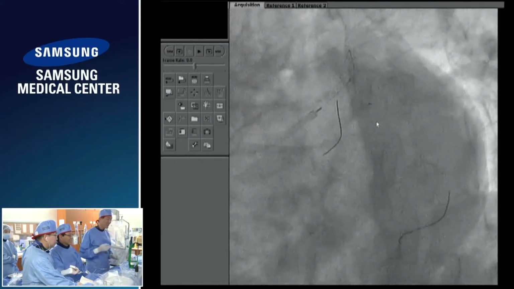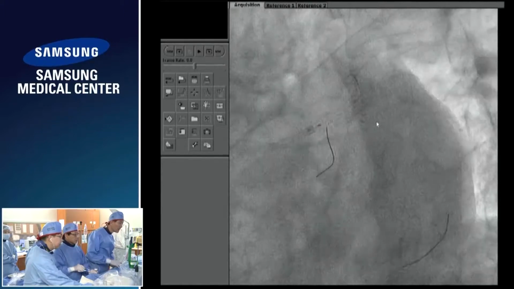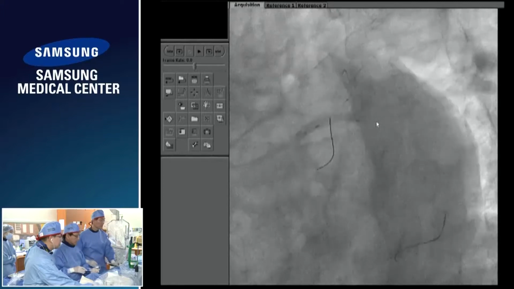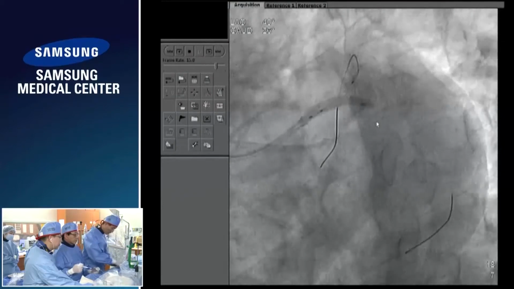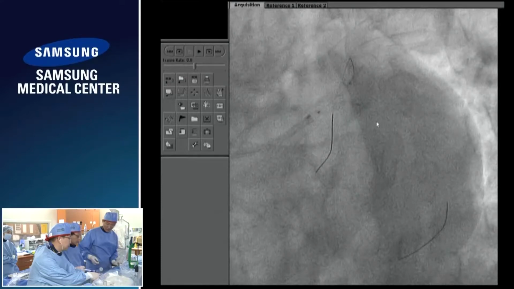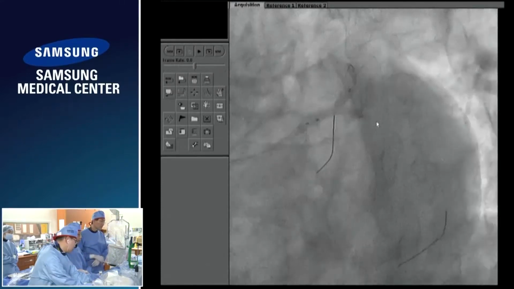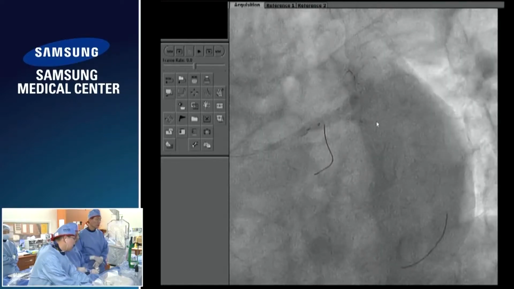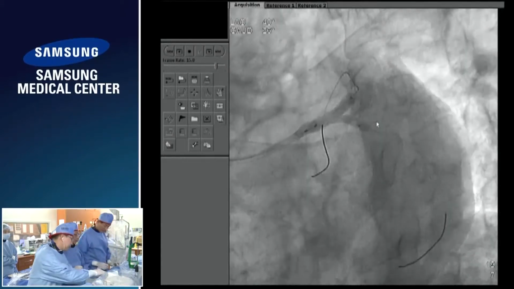Very happy. Ready to pre-dilate. So this is circumflex, right? I like the circumflex balloon first. Yeah. 10. Okay, deflate. And kissing ballooning, right? So, yeah, together, 8. 8. This is kissing. Yeah, 10. Left main is huge, so 10. 10 already. Okay, deflate.